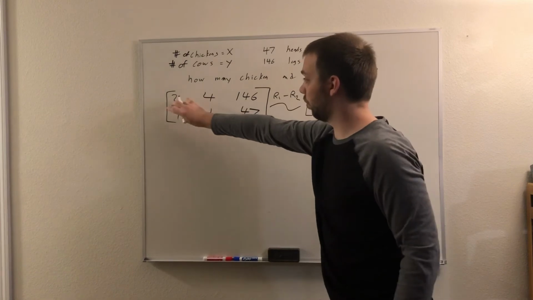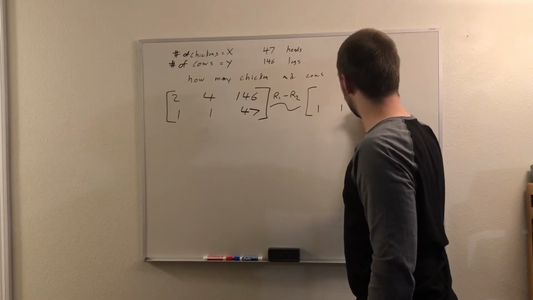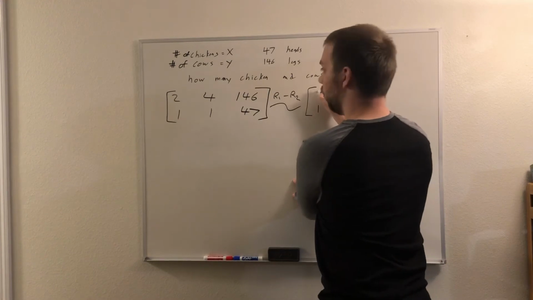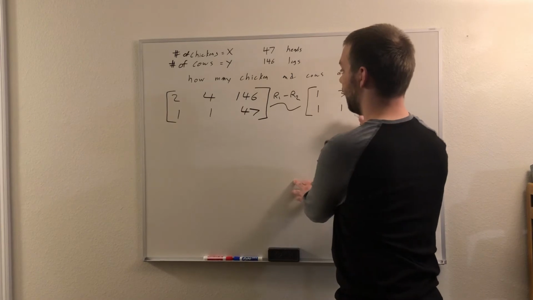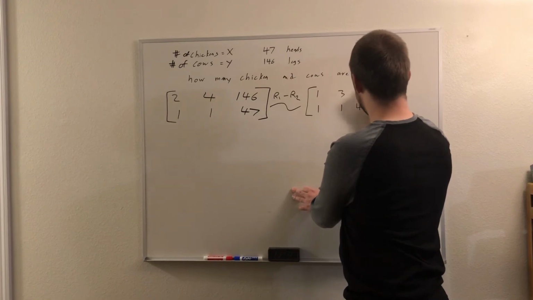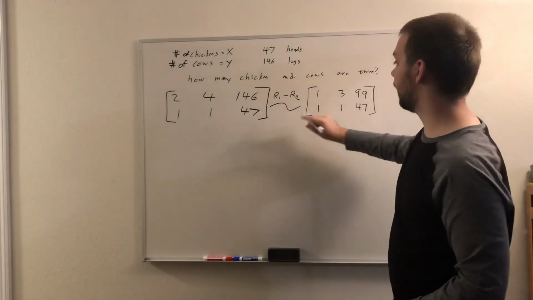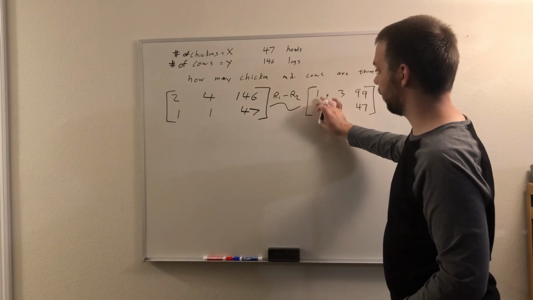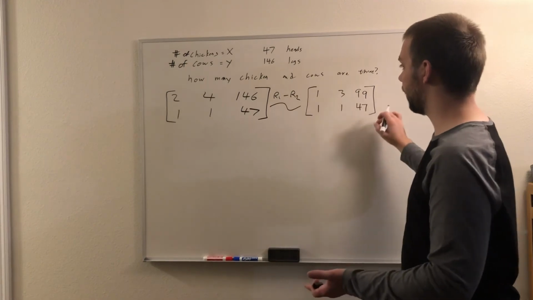So these will stay the same on the bottom, 1, 1, 47. But from row 1, we're going to subtract these. So that leaves us with 1, 3, and then 146 minus 47 would be 99. Okay, and now my goal here is to get it to be a 1 and then a 0 here, and then a 1 and a 0 here. So I need to do some more manipulations of this.